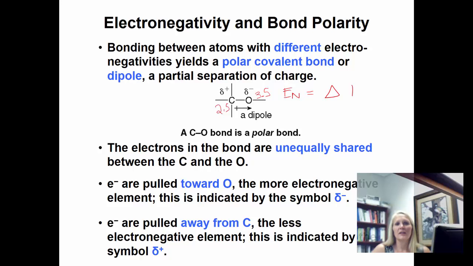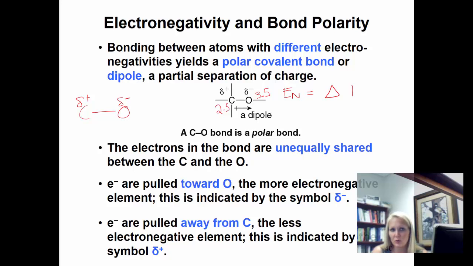Electrons are negative, so that puts a partial negative charge on the oxygen. This little delta here means partial. It's not a full charge. And it leaves the carbon partially positive because it was losing the tug of war of electrons. The electrons are not as close to it, leaving it more positive since electrons are negative. This is called a dipole.